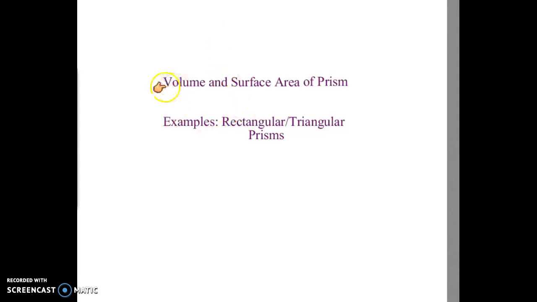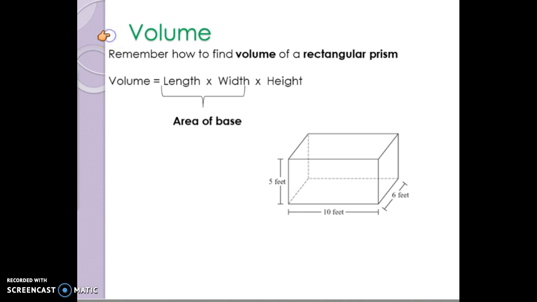This video will cover the volume and surface area of a prism. In particular, we'll do examples for the rectangular and triangular prisms. So volume. Remember how to find the volume of a rectangular prism? The formula was length times width times height. So for this one, we have a length of 10, a width of 6 feet, and a height of 5 feet.